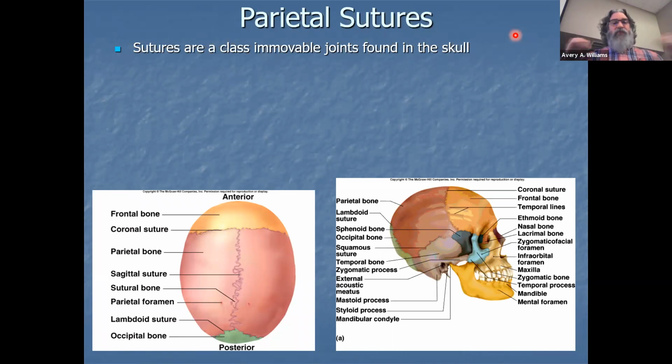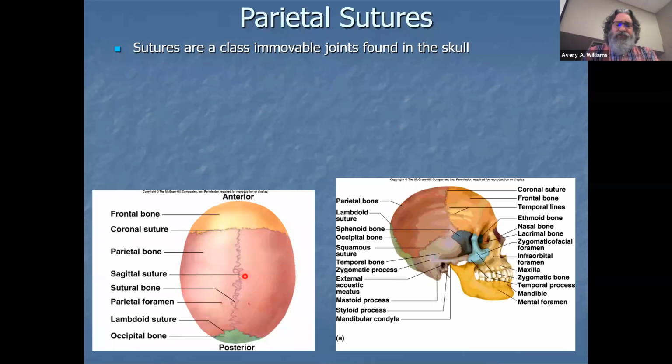You know, you've got movable joints in your elbows and knees and so on. Those are freely movable joints, but you have slightly movable and immovable ones too. These are immovable joints in your skull. I know these look like random cracks in the skull. See all these little lines everywhere? Those are joints. They're formed like that. And those joints in the skull are called sutures.